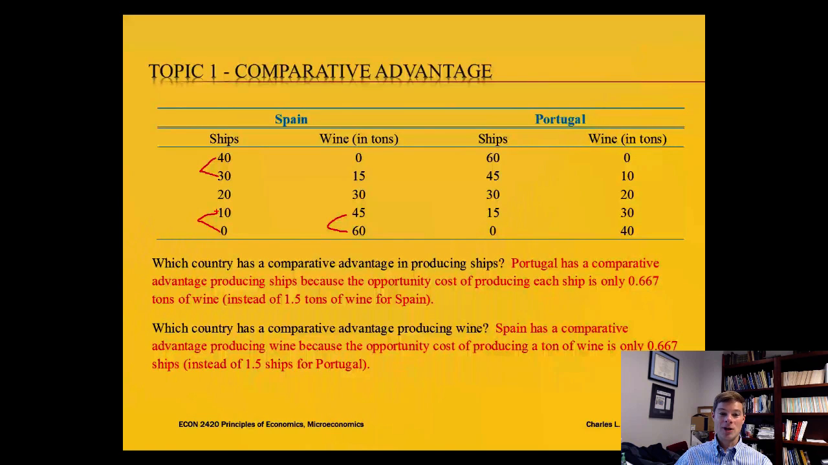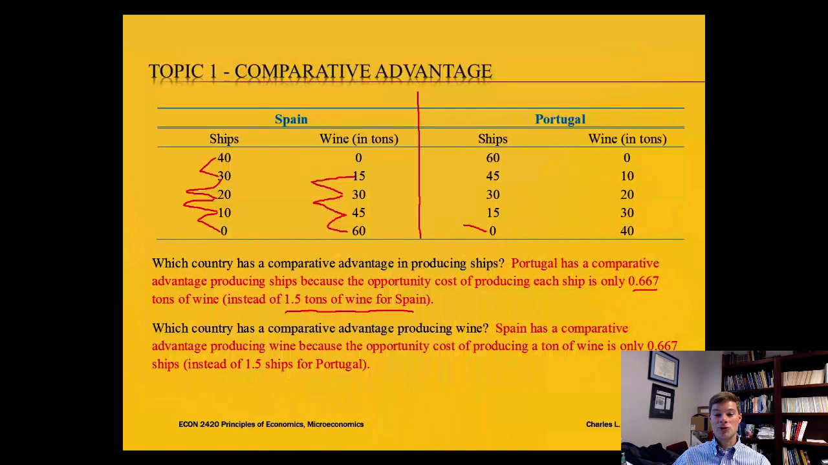For example, if Spain raises their production of ships from 10 to 20, then they'll have to reduce their production of wine by 15. So for every 10 ships Spain produces, it will have to reduce its production of wine by 15. So the opportunity cost of 10 ships for Spain is 15 tons of wine. The opportunity cost of one ship for Spain is 1.5 tons of wine.